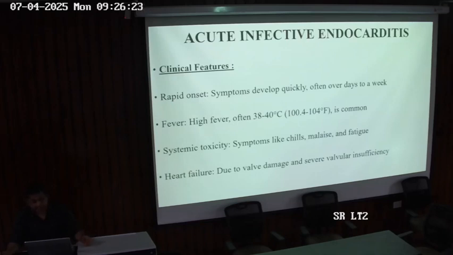In acute, as the name suggests, there is a rapid onset. Symptoms develop immediately, often over weeks only. So the patient complains of symptoms for only 2-3 weeks. Fever is high grade. There is a difference from subacute endocarditis. There is a high grade fever. In subacute endocarditis there is a low grade fever.